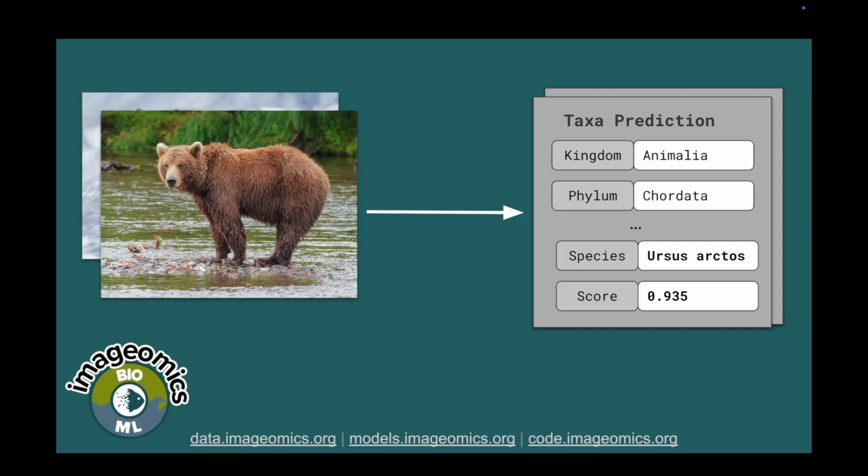Researchers with images of species may want to determine the taxa present. One approach is to use a machine learning model, like the Imageomics BioClip model. For users without machine learning know-how, using a model like this can be challenging.